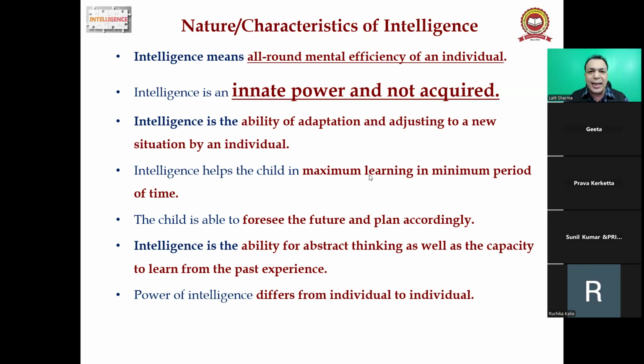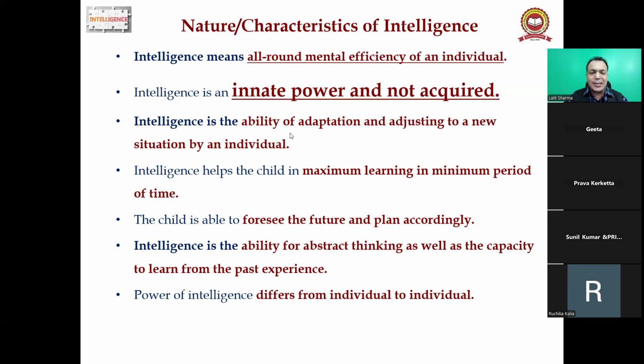अब ये देखो, first what intelligence says, what are the characteristics, features of intelligence. Intelligence means all round mental efficiency of the individual, and second, the most important, that's why I have bolded it: intelligence is an innate power, it is not acquired. You know, being teachers, you start labeling the student, ना, ये weak है, इसका तो intelligence level नहीं है, है ना. It is an innate power, it is not acquired.